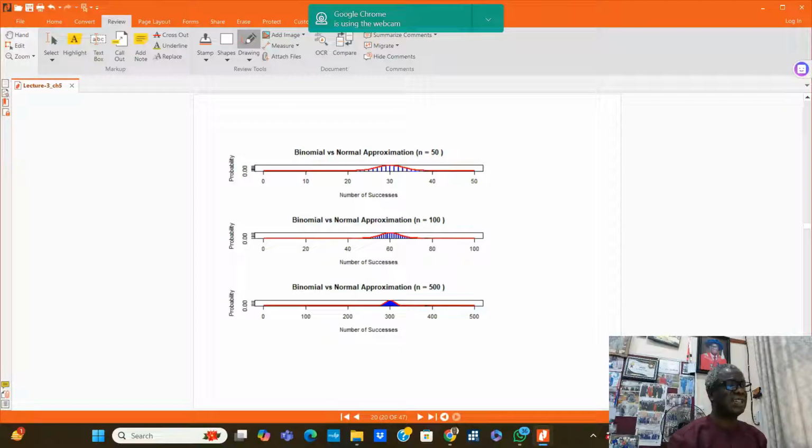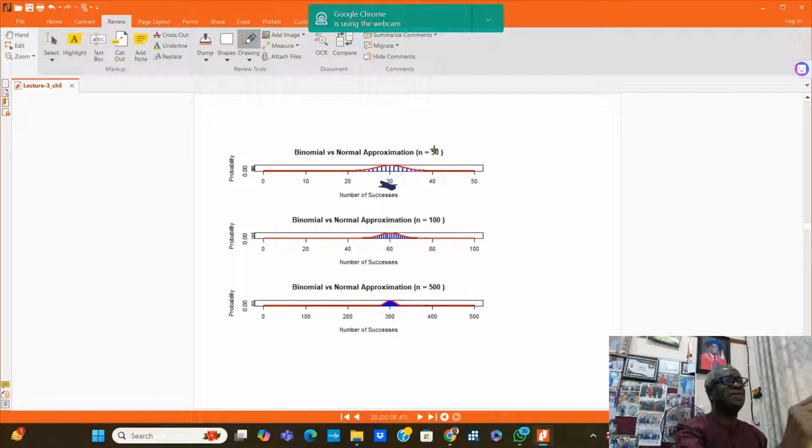So it shows that as the sample size increases, even the binomial approximates a normal distribution. That is the point we are making. And the x-axis represents the number of successes. In the first plot, this represents the center, and you can see the spread around the center.